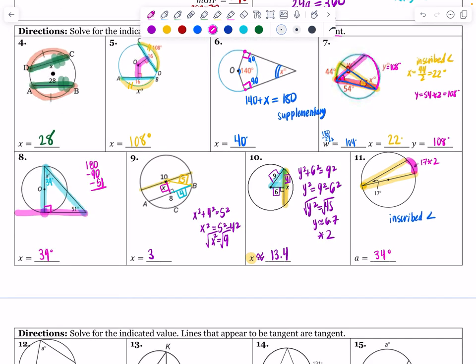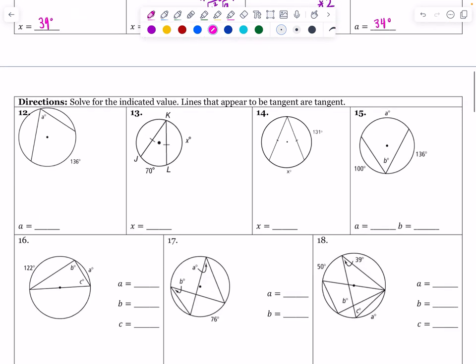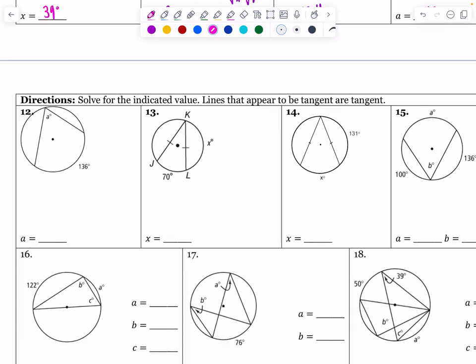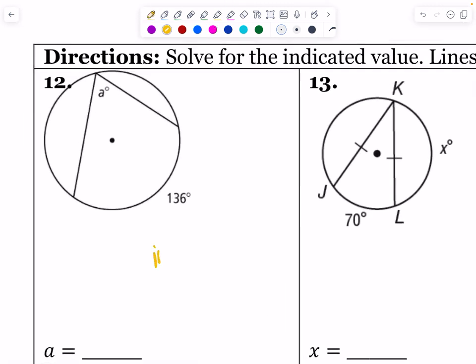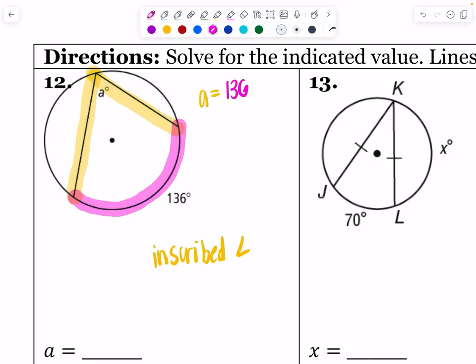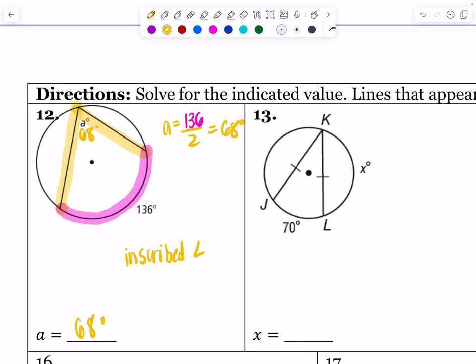34 degrees. All right, the next set of directions say solve for the indicated value again. Lines that appear to be tangent are tangent. So again, these are not new directions. So first thing I notice on this problem is that I have an inscribed angle. How do I know that it's inscribed? Because its vertex is on the circle. And so we're trying to find the angle, and we're given the arc. So now we're going backwards. How do I get the angle? Well, A is going to be equal to 136, which is the arc, divided by 2. That is the relationship between the inscribed angle and the intercepted arc. So what is 136 divided by 2? That is going to give me a 68-degree angle, and that does look like an acute angle.